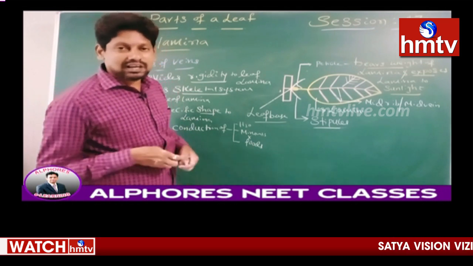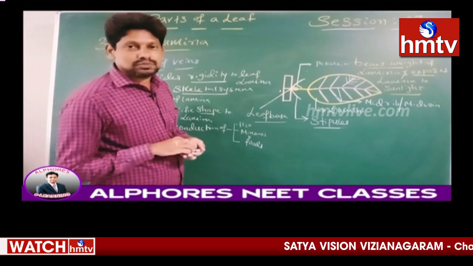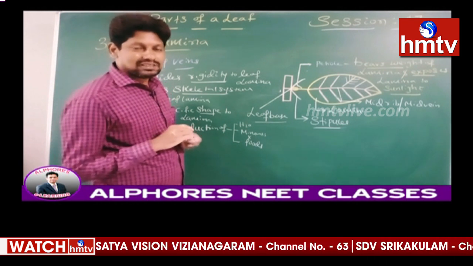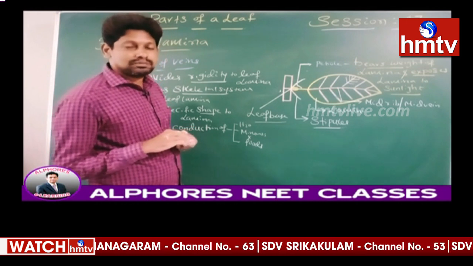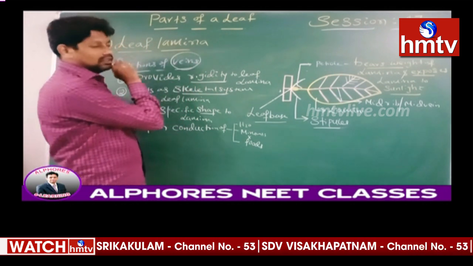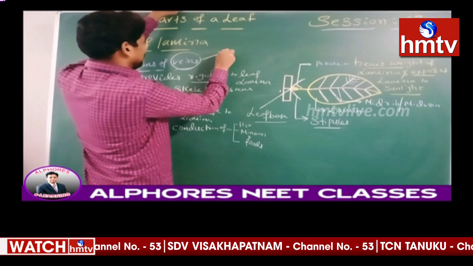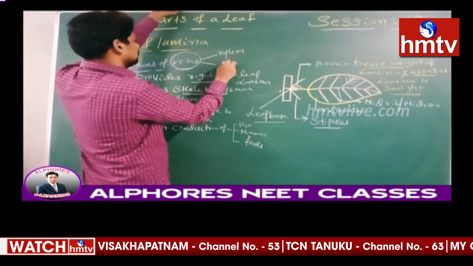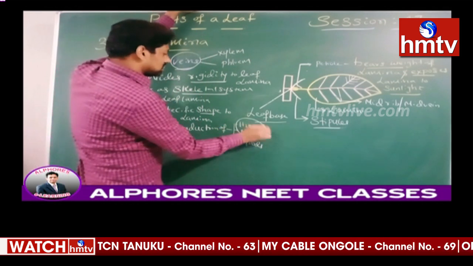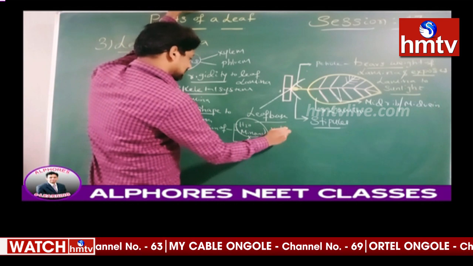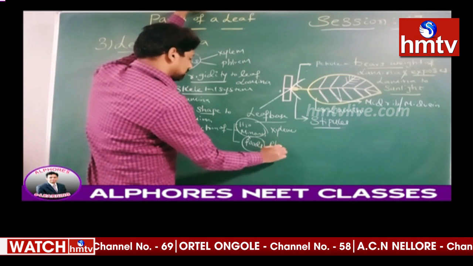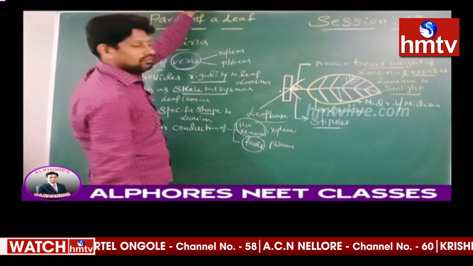Veins means vascular tissues. Vascular tissues mean nothing but xylem and phloem. Xylem helps in conduction of water and minerals, whereas phloem helps in conduction of food materials. Just now I told, these veins are nothing but xylem and phloem. Xylem helps in conduction of water and minerals, yes or no? Whereas phloem helps in conduction of food materials.